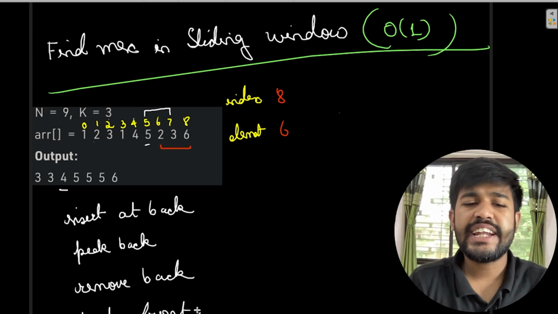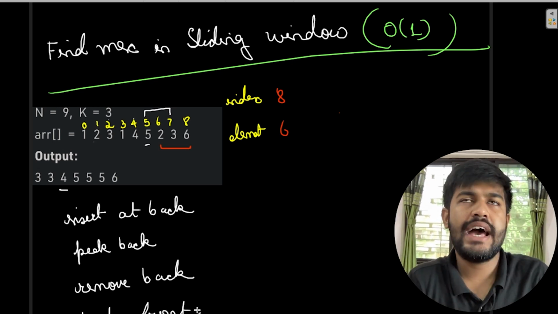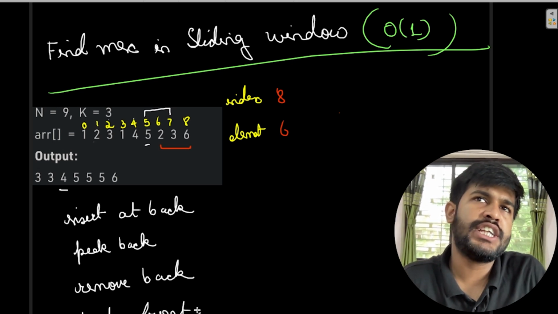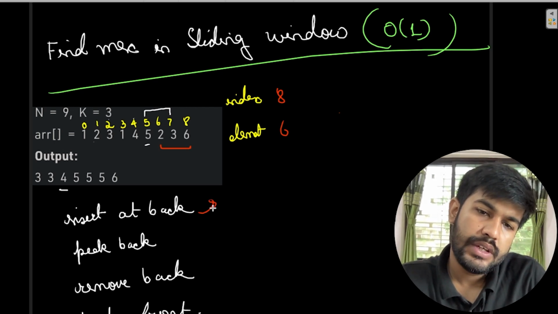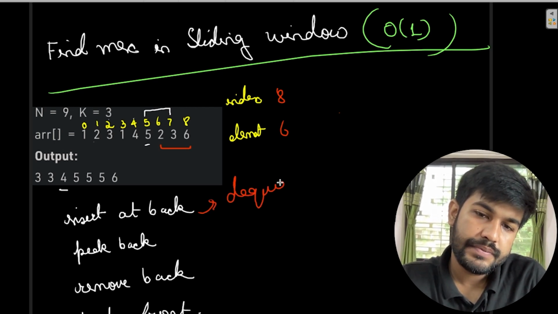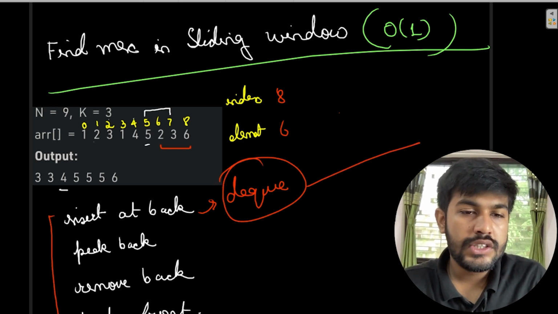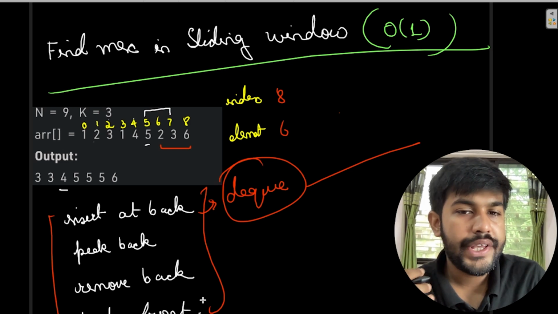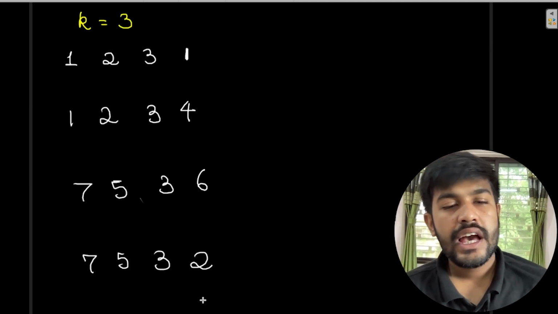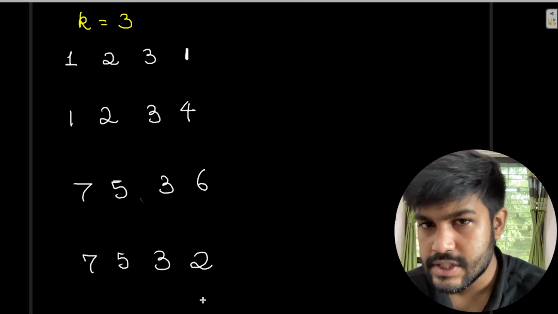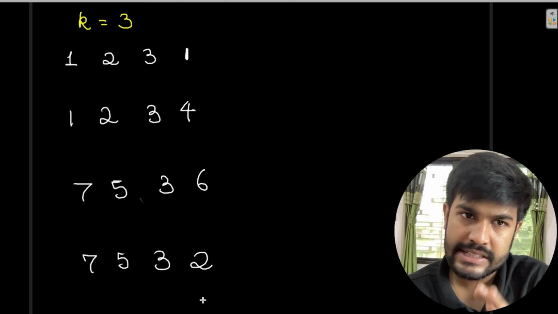So we can see that if we want to peek or remove from the front as well as the back, the only data structure that is most suitable is the doubly ended queue. That is DQ. According to all these requirements, DQ is the most appropriate one. Now let us see how DQ can be used to solve this using the same thing that we have seen. Here k is equal to 3 for all these arrays.